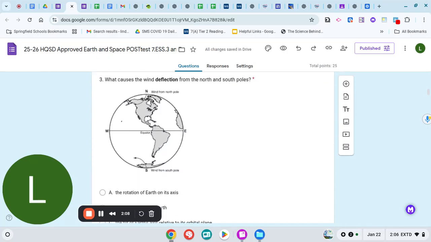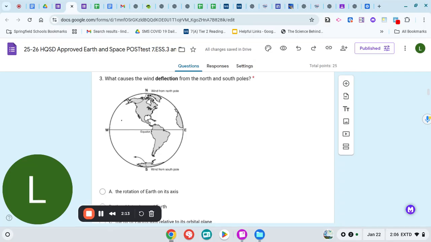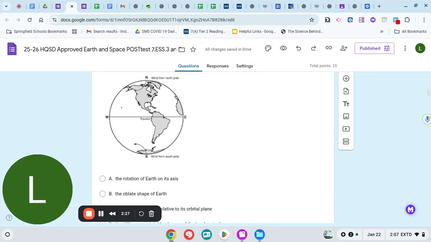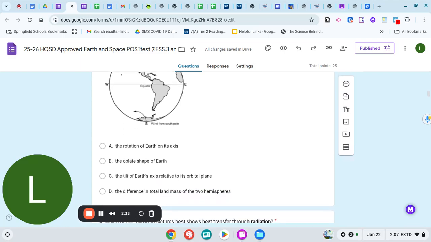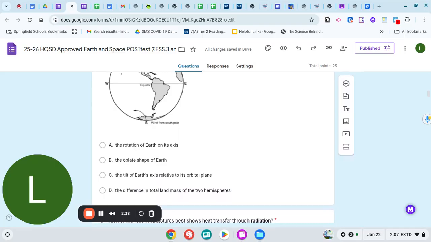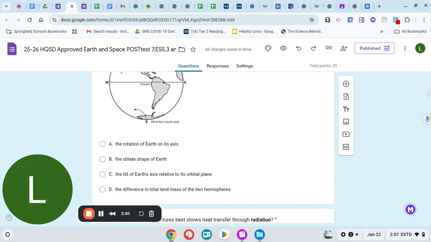Question number 3, what causes wind deflection from the North and South poles? So you should know what deflection means, and you can use these arrows to look. Use the arrows to help you. What causes wind deflection from the North and South poles? A, the rotation of the Earth on its axis. B, the oblate shape of the Earth. C, the tilt of the Earth's axis relative to its orbital plane, or D, the difference in total landmass of the two hemispheres.